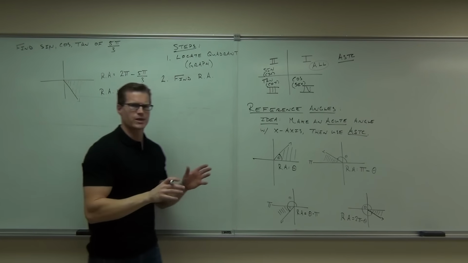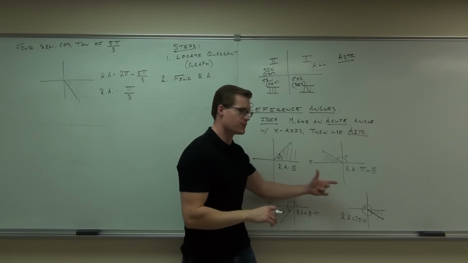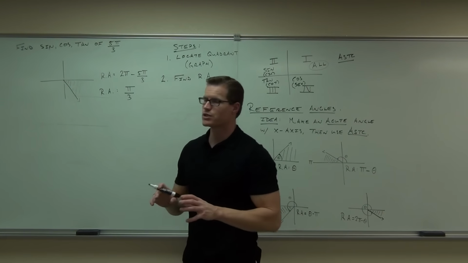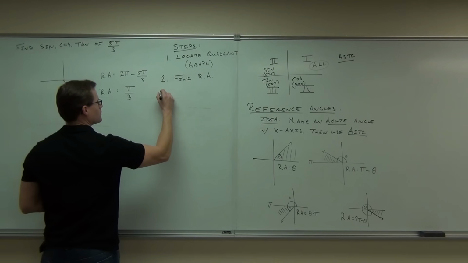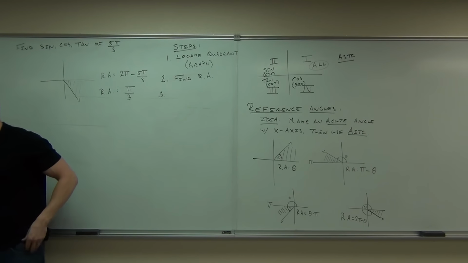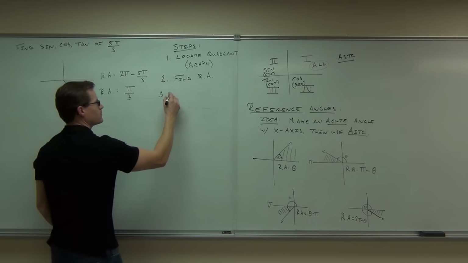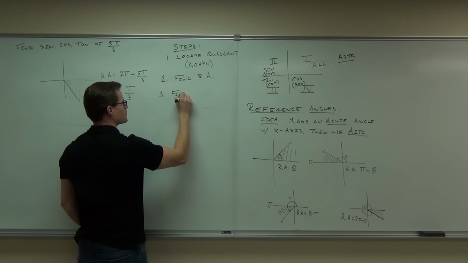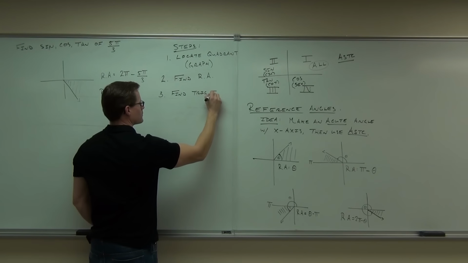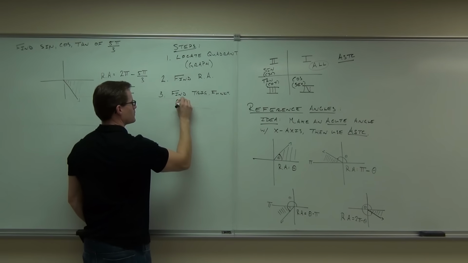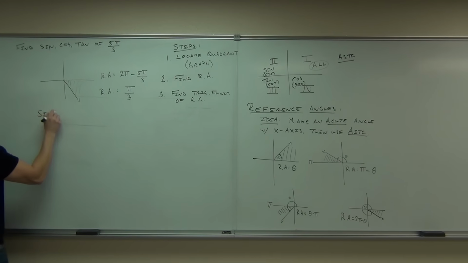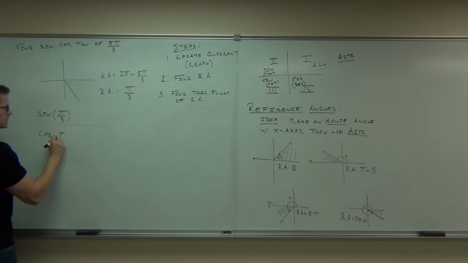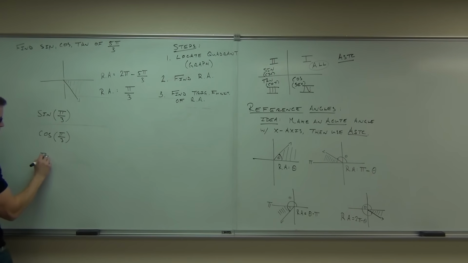So we've located the quadrant. We got that down. We know it's in the fourth quadrant. We were able to use that to find the reference angle. Now the idea is I want you to find all your trig functions of the reference angle. So what I want from you is sine, cosine, and tangent of pi over 3.